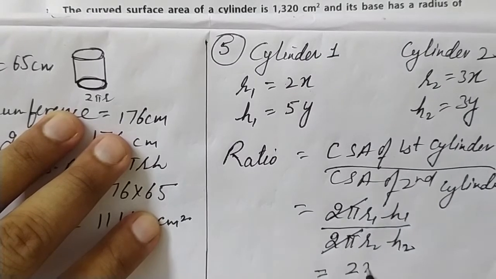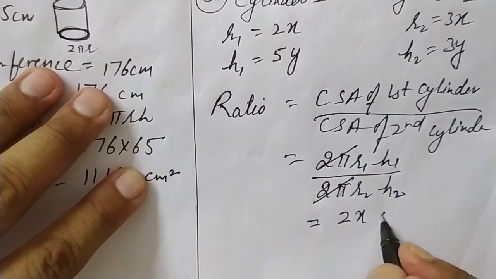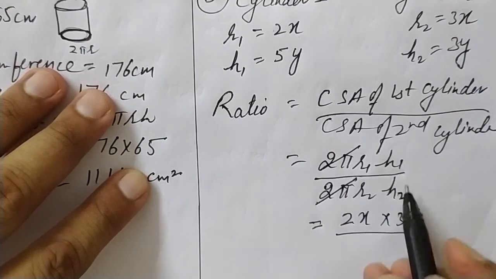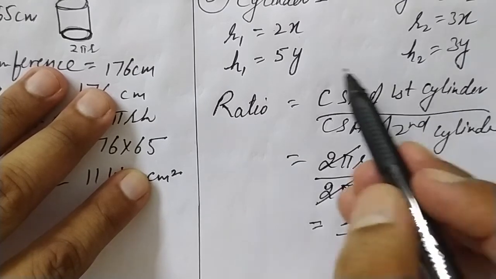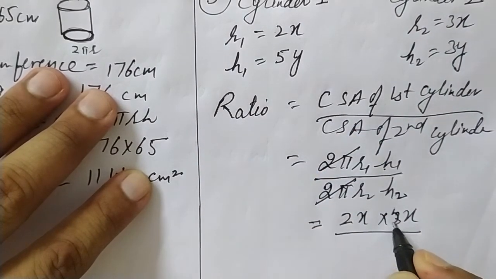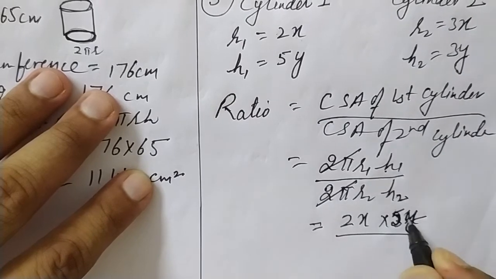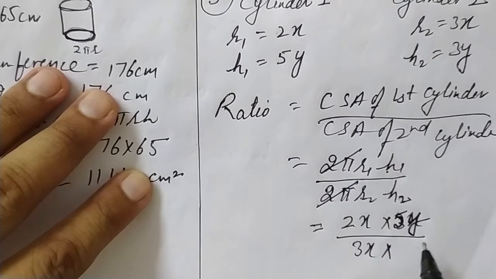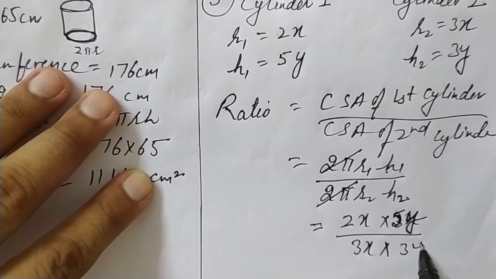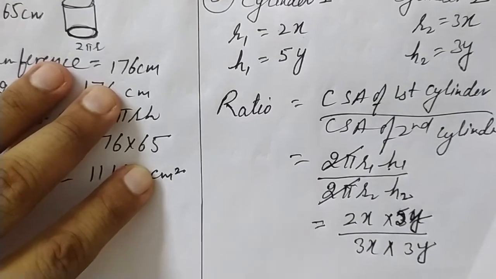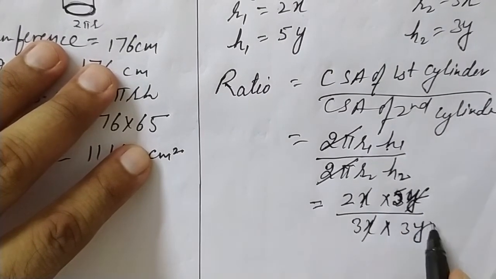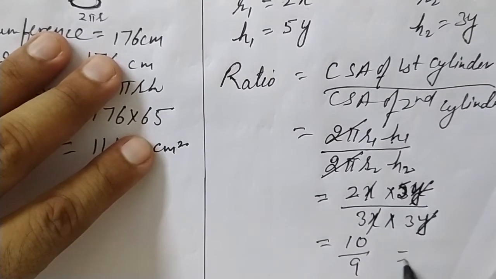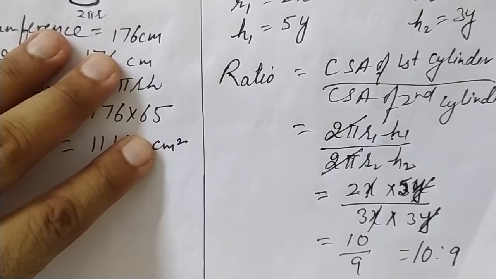So r1 is 2x and h1 is, see here, h1 is 5y, sorry, it is written wrong, it is 5y, right? Now r2 is here 3x and h2 is here 3y. So let's see what will be there. x is cancelled with x, y is cancelled with y. What is left here? 5 2s are 10 over 9. So the required ratio is 10:9.